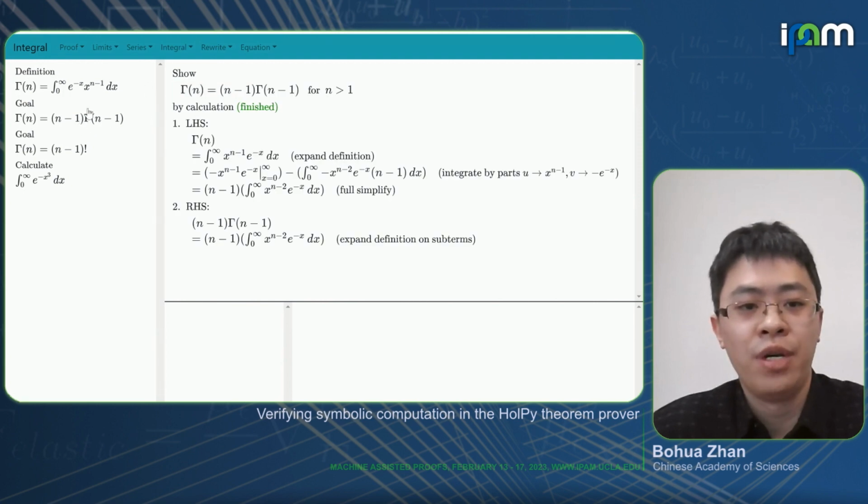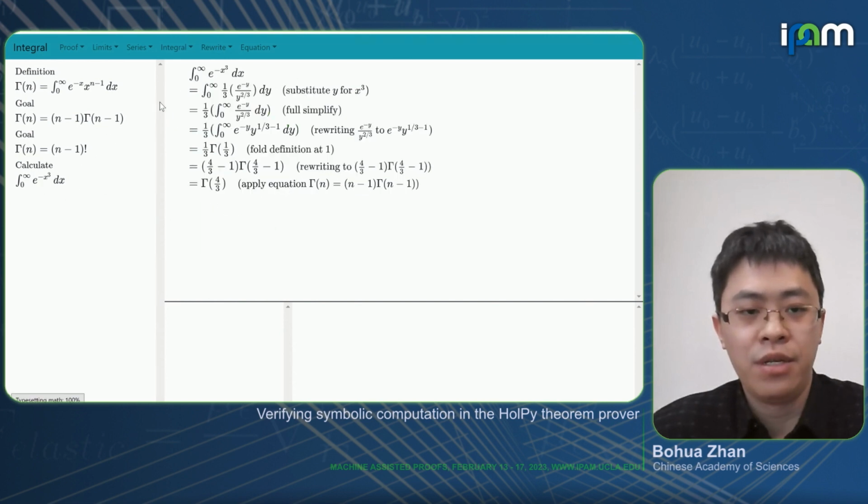So for example, in showing this standard identity, we would do this integration by parts on this improper integral, and then this would give us this identity. And then in showing this final calculation here, we would do this substitution and rewriting this formula to this formula from here, which allows us to apply this identity to get the gamma of 4 over 3.